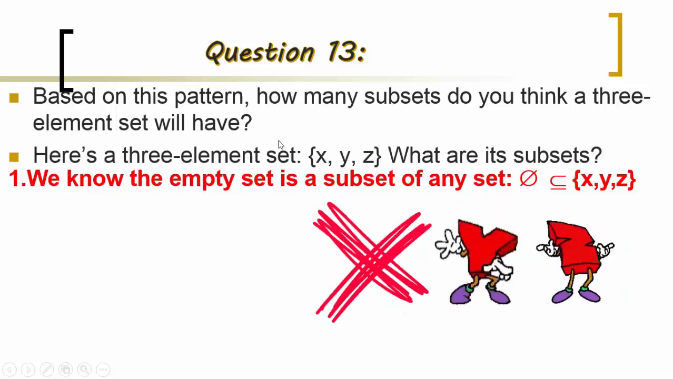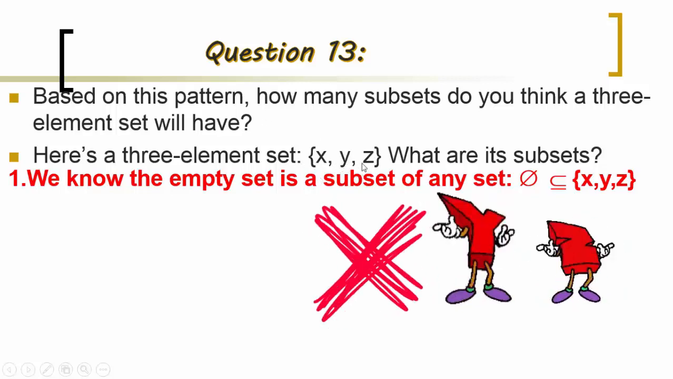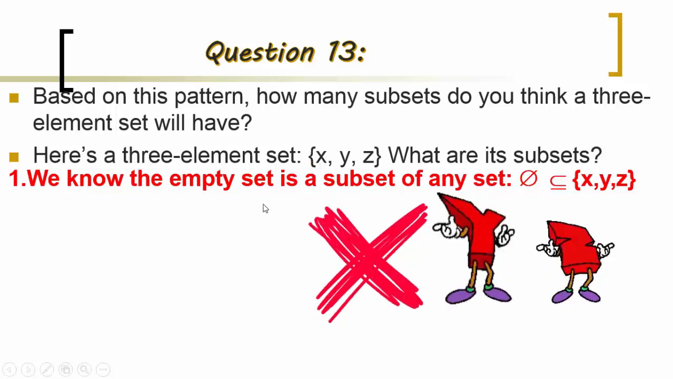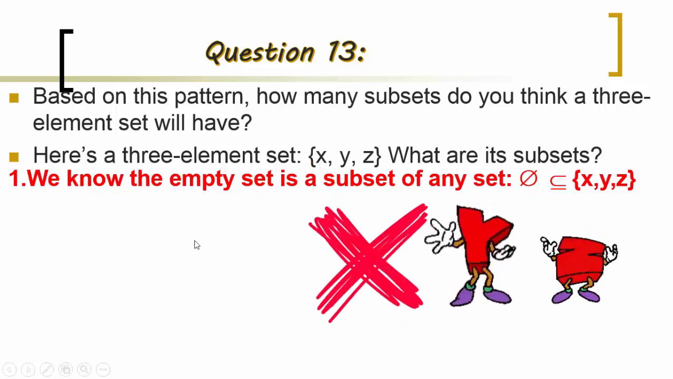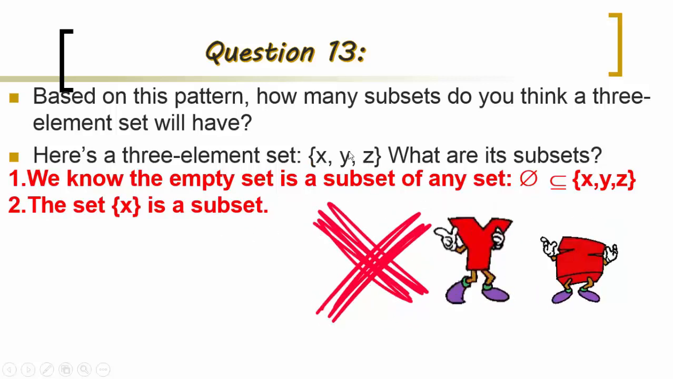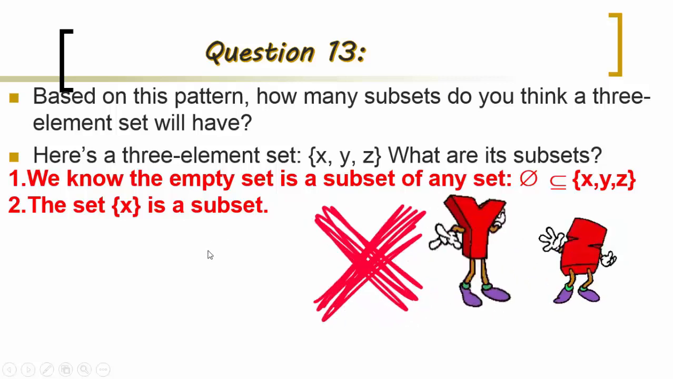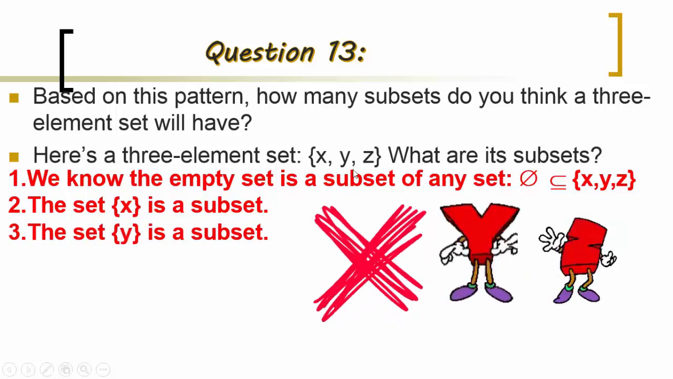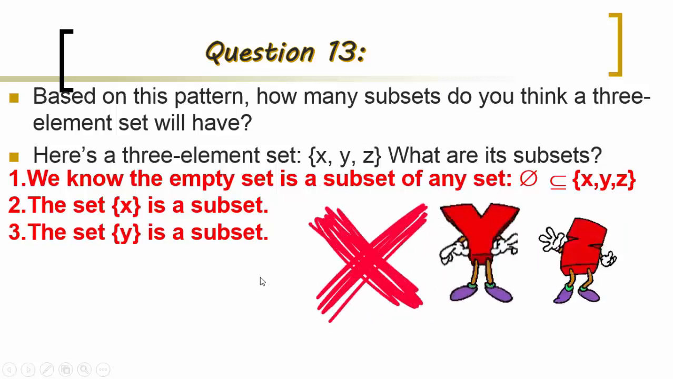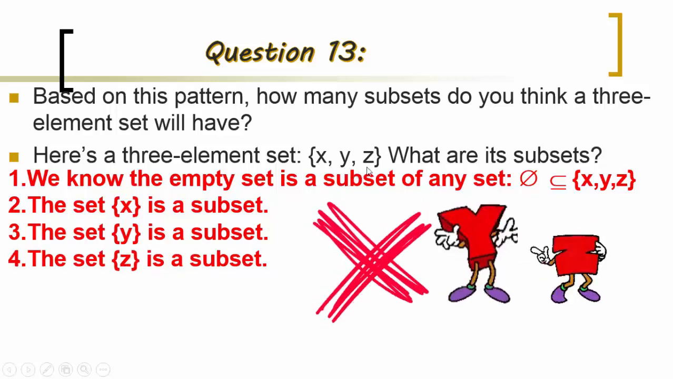Then we want to look at the single elements in this set. So we have X is a subset of X, Y, and Z. We have Y is a subset of X, Y, and Z. And then, of course, Z is a subset of X, Y, and Z.